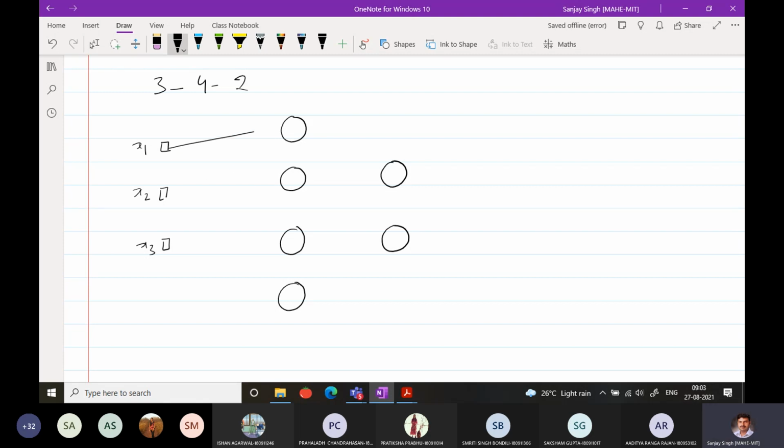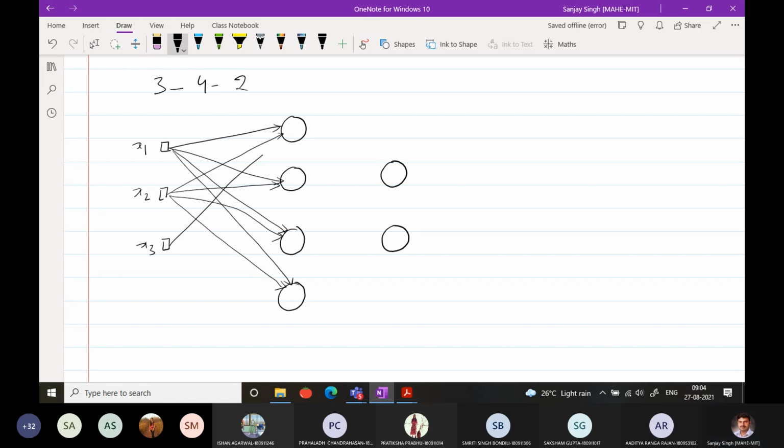Because it is going to be fully connected, you have this, and we have this. I just wanted to tell you the weights, how we go about writing these weights. If I write all the weights, it will be very complicated, but still, let's do this.